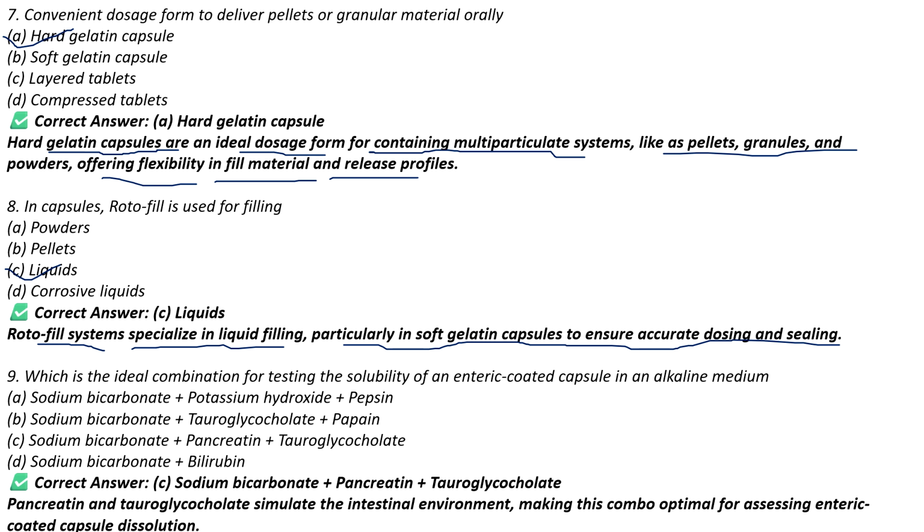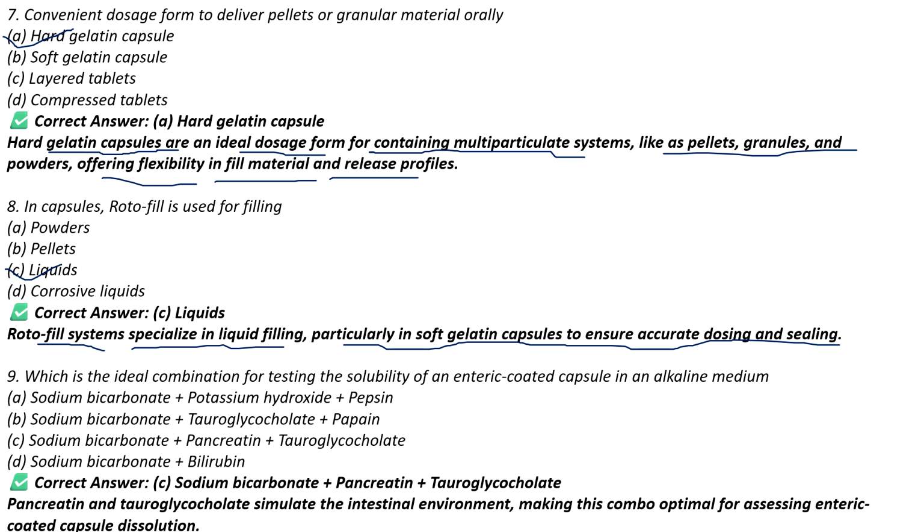Moving on to the next question: which is an ideal combination for testing the solubility of an enteric coated capsule in an alkaline medium? We have to tell out of the given four options which is the ideal combination. The options are sodium bicarbonate plus potassium hydroxide plus pepsin, sodium bicarbonate plus tauroglycolate plus papain, sodium bicarbonate plus pancreatin plus tauroglycolate, or sodium bicarbonate plus bilirubin.